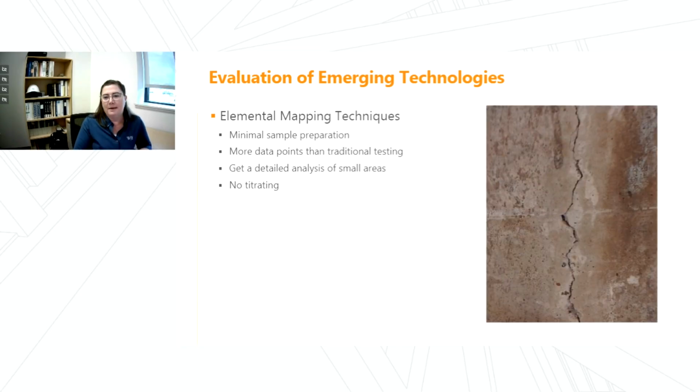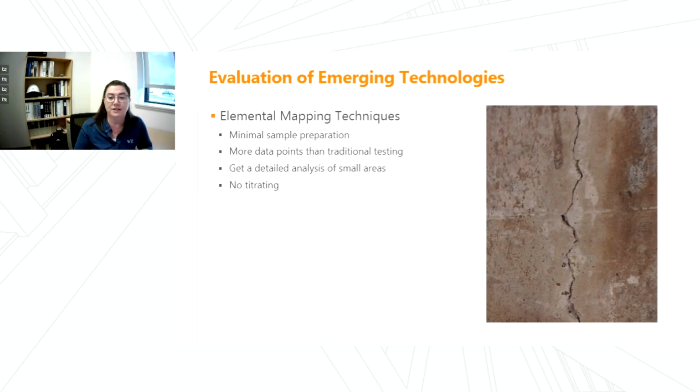So for elemental mapping techniques, these would be very good for us to use in chloride testing because they require first minimal sample preparation. We can just cut open a concrete core and we can look at that surface. We don't have to do the slicing and the grinding and those types of things. You also get more data points than you do for traditional testing.